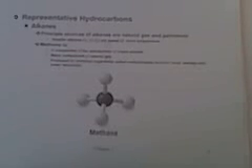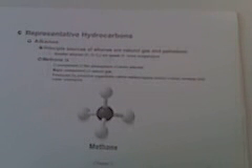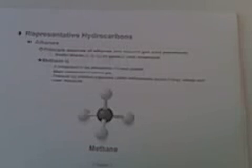Representative hydrocarbons: alkanes. Principal sources of alkanes are natural gas and petroleum. Smaller alkanes, C1 to C4, are gases at room temperature due to their light molecular weight. Methane is a compound in the atmosphere of many planets and a major component in natural gas, produced by primitive organisms called methanogens found in mud, sewage, and cow stomachs.